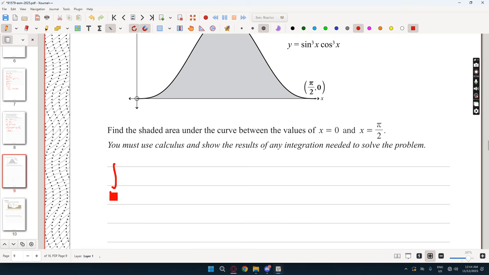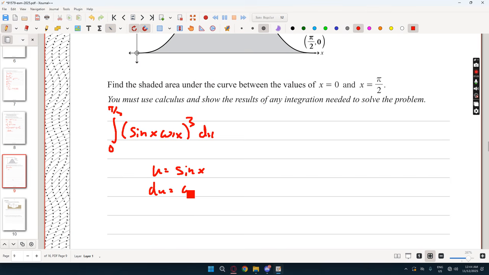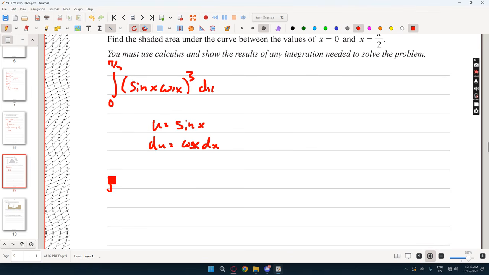So we need the integral from 0 to pi on 2 of sine x cos x cubed dx. Well, if you let u equals sine x, right? I get du equals cos x dx. When x equals 0, u equals 0, and x equals pi on 2, u equals 1. u equals sine x, so I've got u cubed times cos x cubed. Really that's cos squared x du.